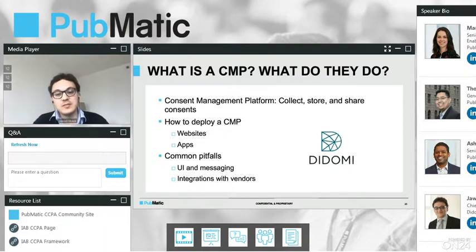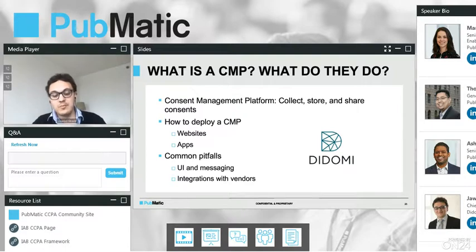And the role of a CMP is to do three things. The first one is collect the user choices to display UI elements like the notice that was mentioned before to help publishers inform the user and also allow users to express their choices. So allow them to opt in into the sale of information or to opt out from that sale. Then CMPs will store that information, store that user choice to keep a legal proof of how the user was informed and what the user choice was.